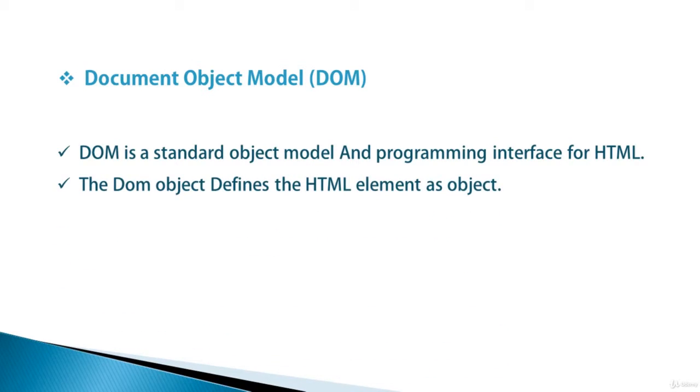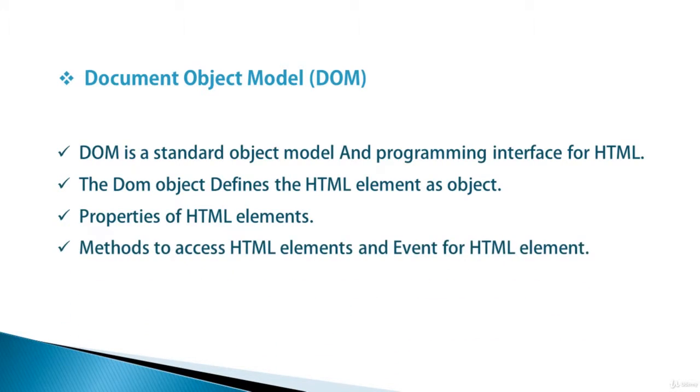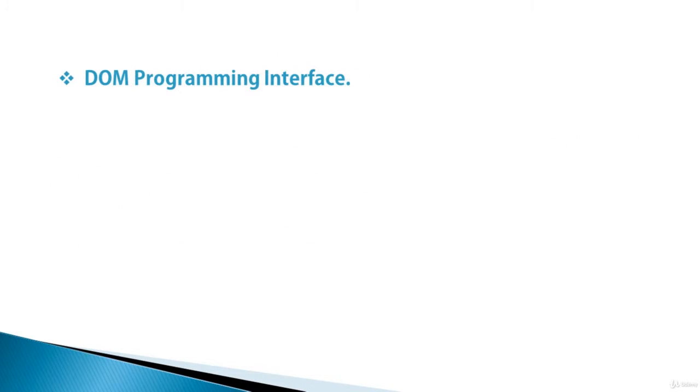The DOM object defines the HTML elements as objects, and it also defines properties of HTML elements, methods to access HTML elements, and events for HTML elements. So basically you can do everything with HTML elements using the document object model. In the document object model, methods are actions performed on HTML elements, and properties are values which you can change or set. So we will first understand the DOM programming interface.